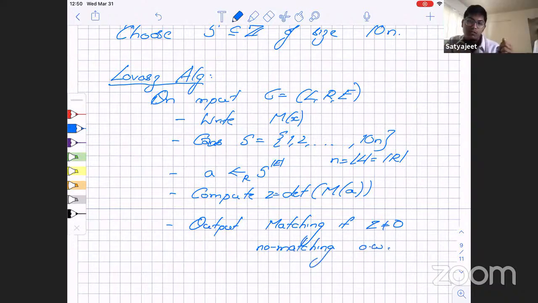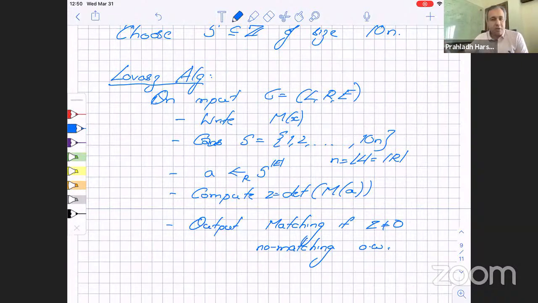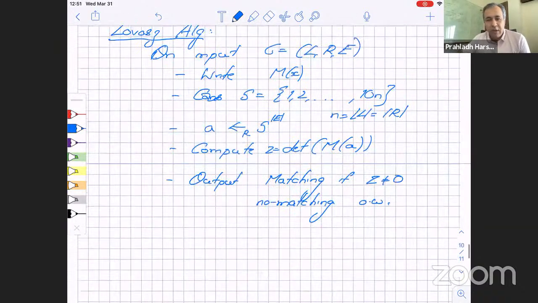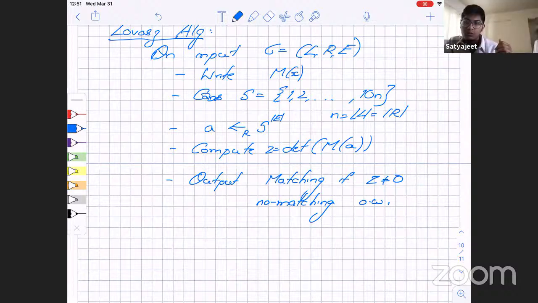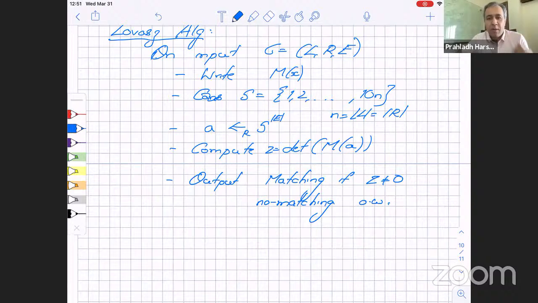This algorithm doesn't give the matching though, right? It doesn't give you the matching. There's a way in which you can modify this, but that requires more work. Right now, it tells you whether there is a matching or not. Once again, if there is no matching in the graph, will it ever say there is a matching? No. Because if there is no matching in the graph, the determinant polynomial of M(X) is always the 0 polynomial. So it always outputs 0.